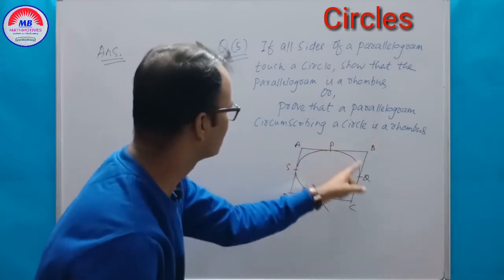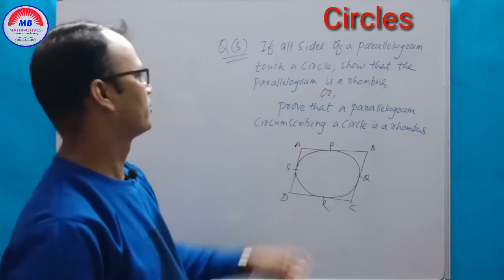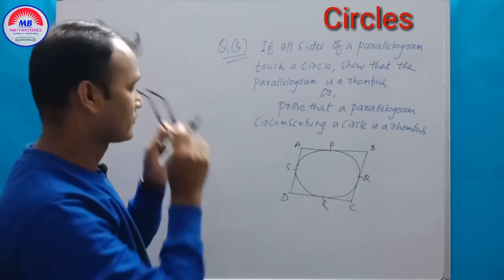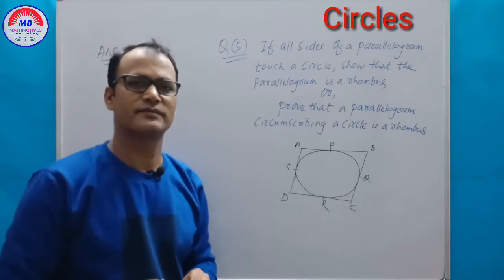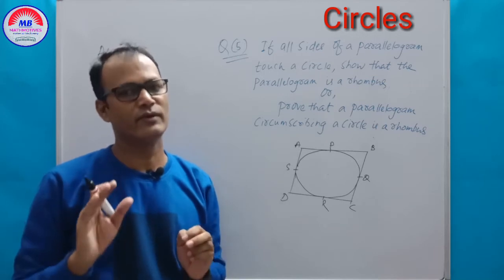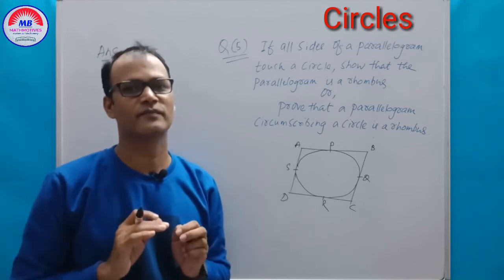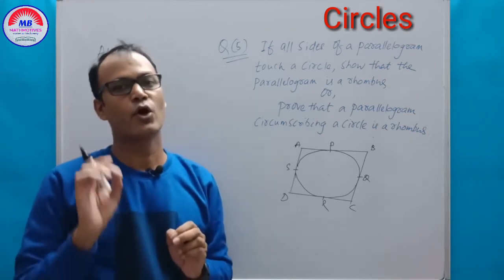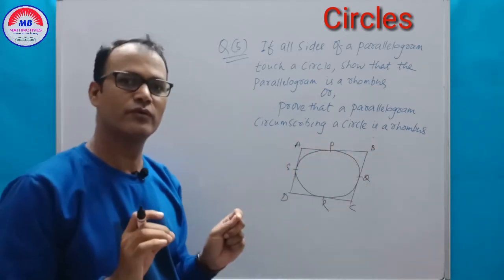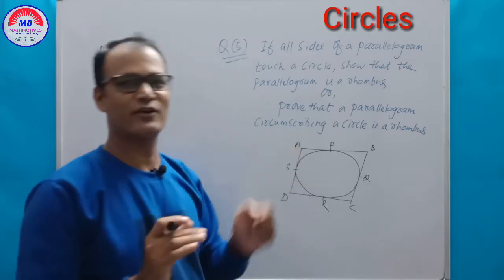The parallelogram touches a circle, so this parallelogram is a rhombus. Now see, what is a rhombus and what is a parallelogram? A parallelogram is a quadrilateral in which opposite sides are equal and parallel. But what is a rhombus? A rhombus is a parallelogram in which all sides are equal. So in this parallelogram, if we prove that all sides are equal, then this parallelogram is a rhombus.